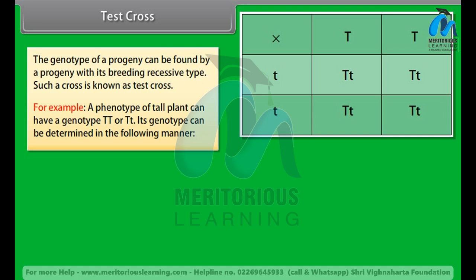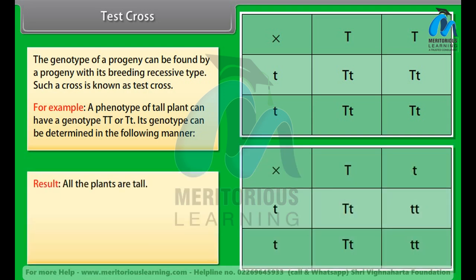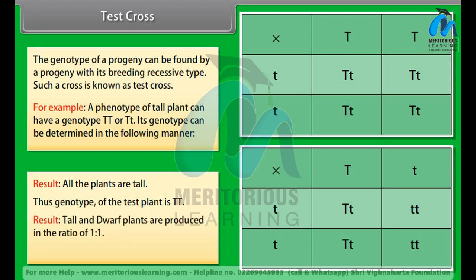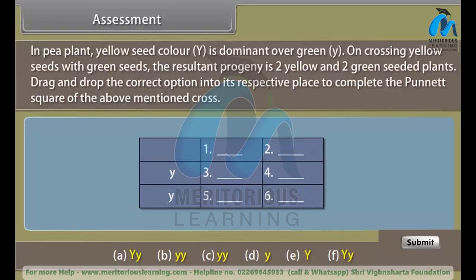In the first case, all the plants are tall. Thus, the genotype of the test plant is TT. In the second case, tall and dwarf plants are produced in the ratio of 1:1. Thus, genotype of test plant is Tt. Assessment. Before proceeding further, let us know how much we have learned.